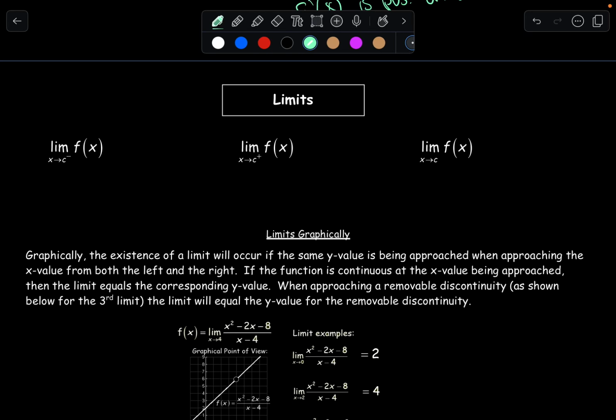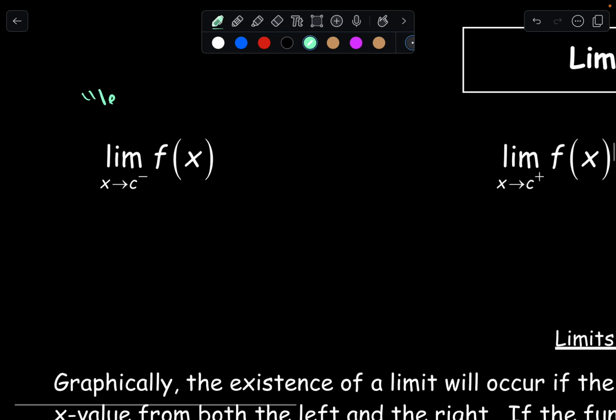So this video is going to be on limits graphically. Just a quick recall, remember that limits are equal to y values, or the y value being approached, when it's approaching a given x value. So this first limit is going to be a left-sided limit, and we know it's left-sided because we see the limit as x approaches c from the negative side, or the left side, for f of x.